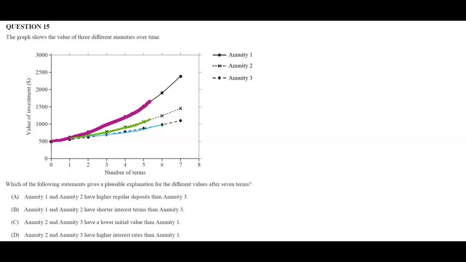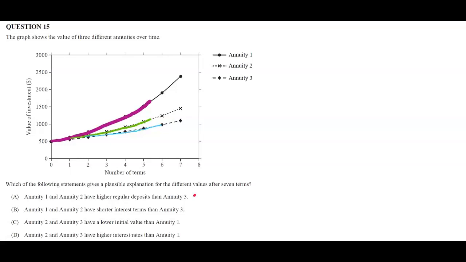Well, that's plausible, because if we think about it, if they're all working on the same interest rates, and they're all accruing, let's say, 10% interest rate for each term, then you would expect the one with the higher regular deposit to go up quicker. So A looks pretty good. So I'm just going to put a little dot here to signify A could be a possibility. Okay, B. Annuity 1 and 2 have shorter interest terms than Annuity 3.